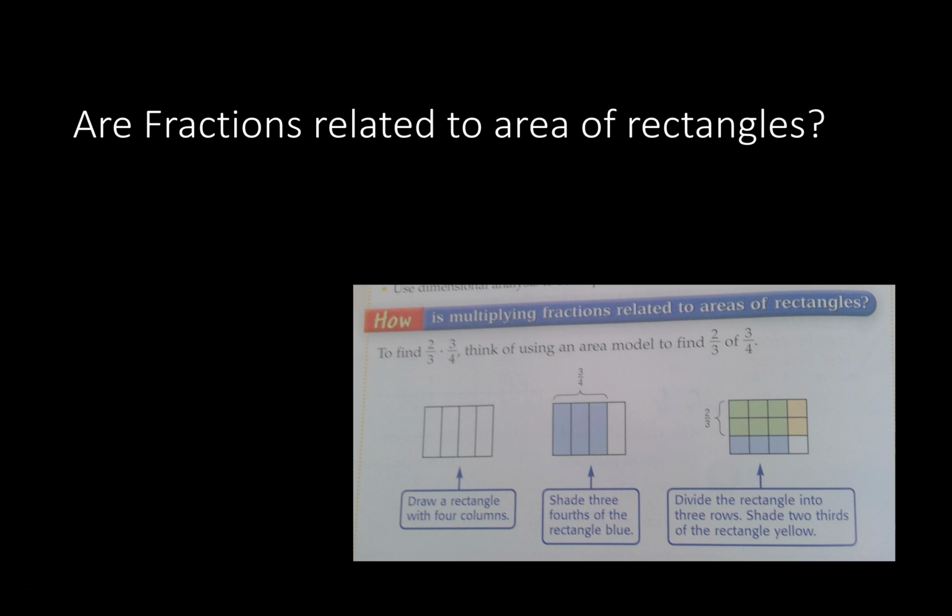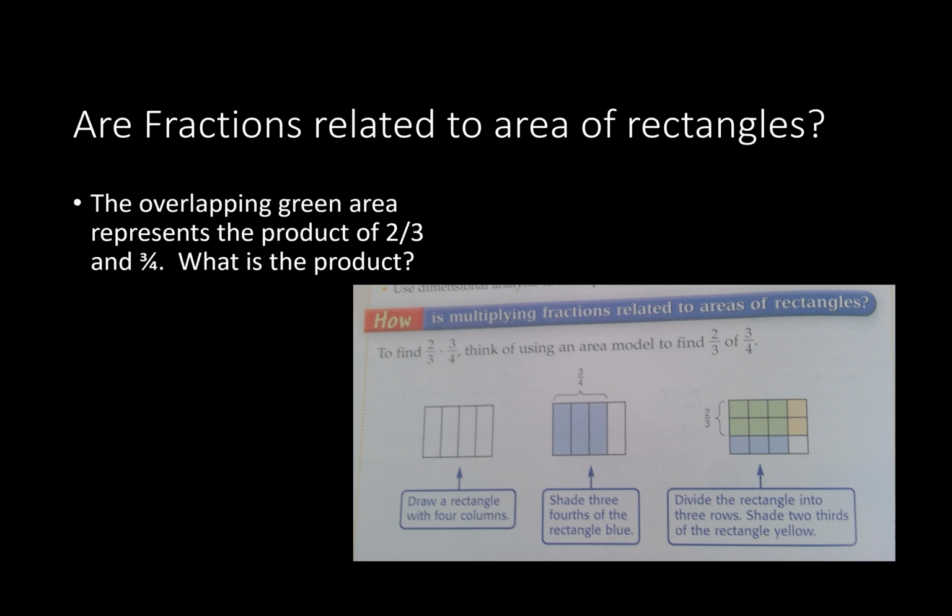Multiplying fractions is great. So are fractions related to the area of a rectangle? Well, yes. There's a cool visualization here. So 2/3 times 3/4. If we draw a rectangle with 4 columns and shade 3 of them, we would have 3/4. To multiply that, we draw the rectangle into 3 rows and shade 2/3 of them yellow. So we had fourths going this way and thirds going this way. The overlapping green area represents 2/3 of the 3/4. What would that product be?